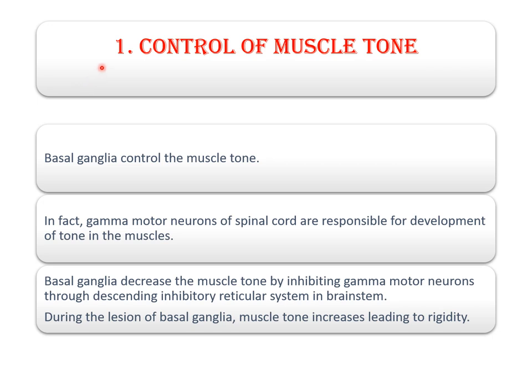First of all, the function of basal ganglia is control of muscle tone. In fact, the gamma motor neurons of the spinal cord are responsible for the development of tone in the muscles. Basal ganglia decrease the muscle tone by inhibiting gamma motor neurons through the descending inhibitory reticular system in the brainstem. Now, during a lesion of the basal ganglia, the muscle tone increases, leading to rigidity.